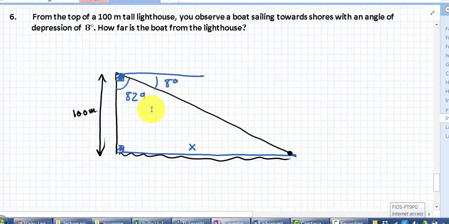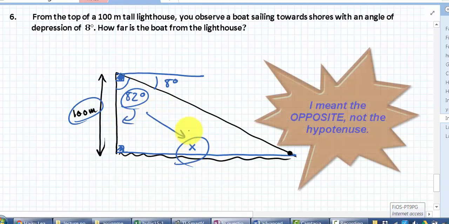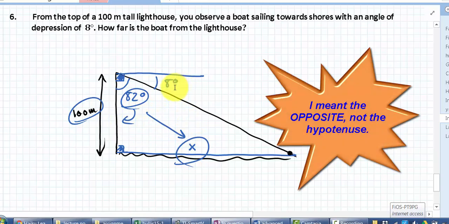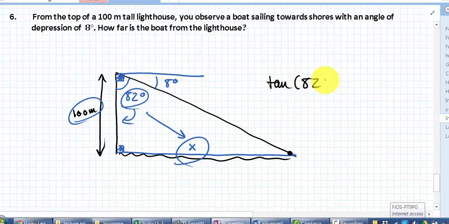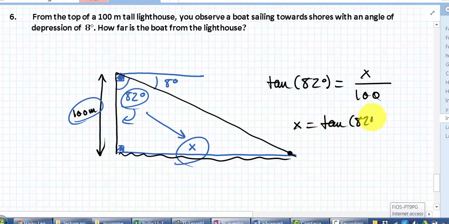So now, what do you have? You have this side, this angle, and you want this side right here. So this is the adjacent, and that's the hypotenuse. So you're playing with the tan of the angle. So we can write tan of 82 degrees equals x divided by 100 meters. And you multiply both sides by 100, and you get x equals tan of 82 degrees times 100 meters.